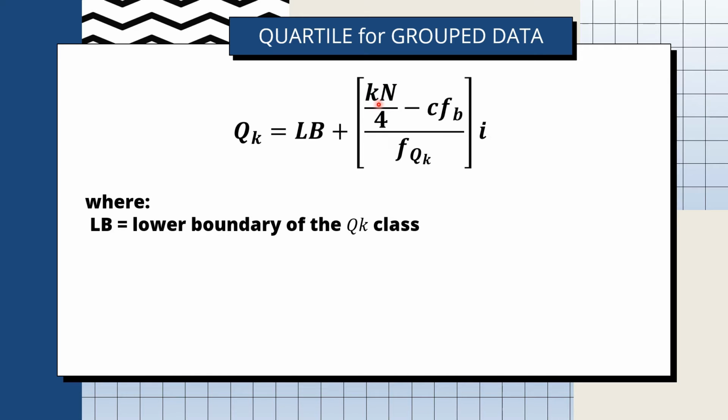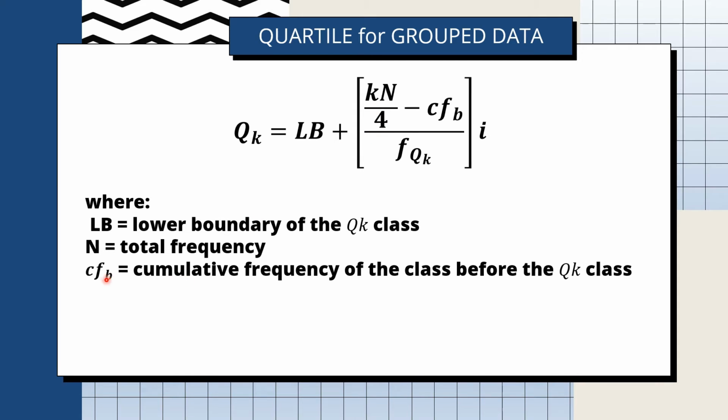Plus, we have here yung Kn over 4 natin. Yung K kung anong quartile. Tapos, yung N means the total frequency. N divided by 4 kasi quartile lang sinusolve natin. We also have CFB. CF means cumulative frequency. B means before the Q sub K class or before or below the Q sub K class. So, mamaya mas ma-identify natin kung ano yung ibig sabihin ng cumulative frequency before the Q sub K class.